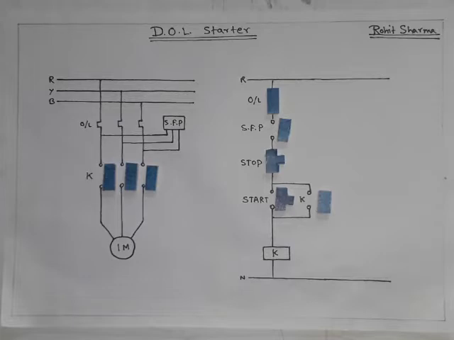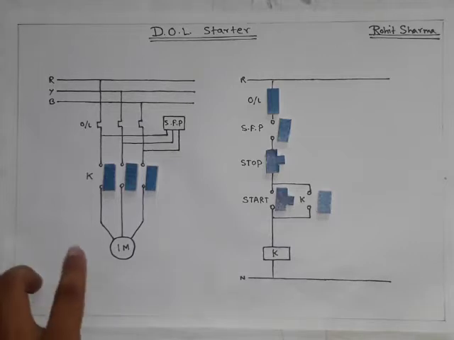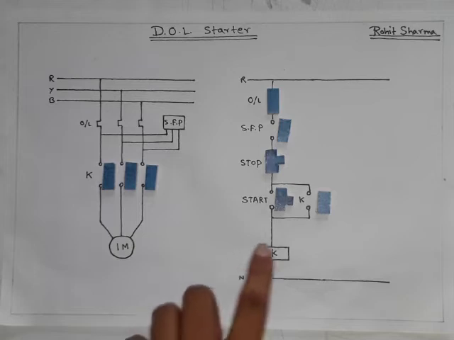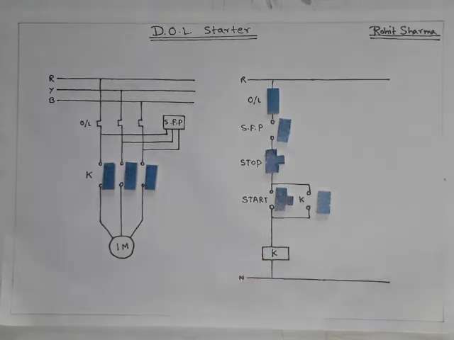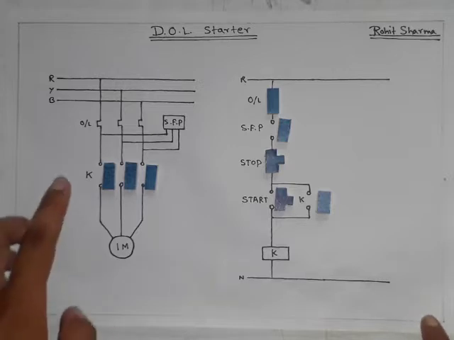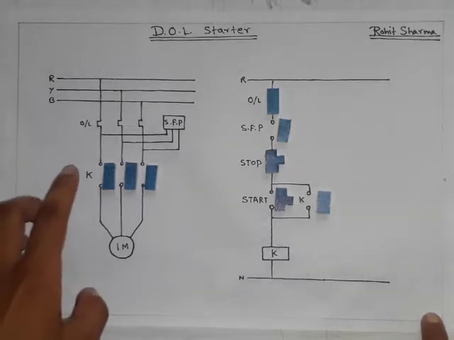To control the motor, we need to design two types of circuits. One is the control circuit and the other one is the power circuit. So here this one is the power circuit and this one is the control circuit. At first, let us focus on the power circuit. What are the elements which I have used here to design the power circuit?